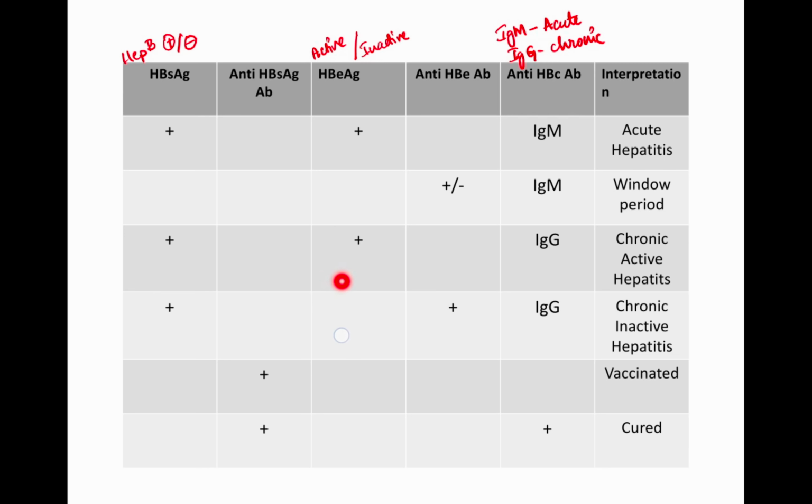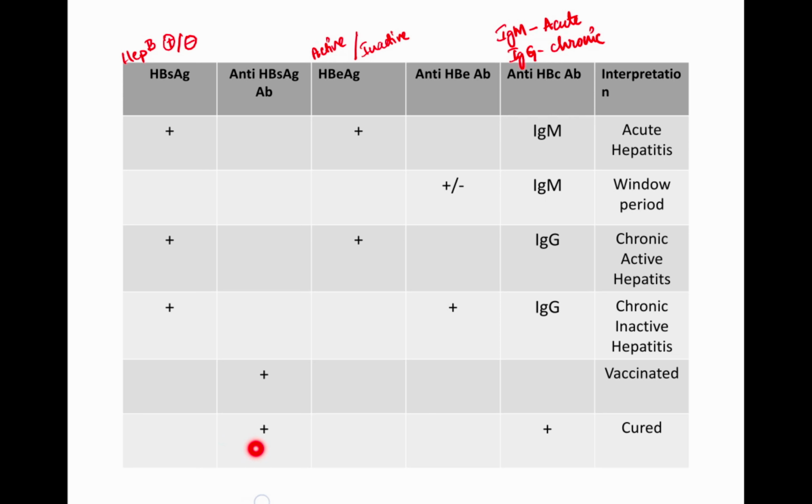Next, anti-HBs antibody is present, but there are no core antibodies, because the person is not infected, he is vaccinated, so only the surface antigen antibody is present.